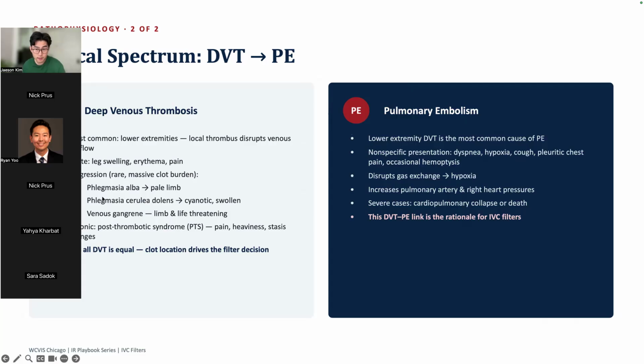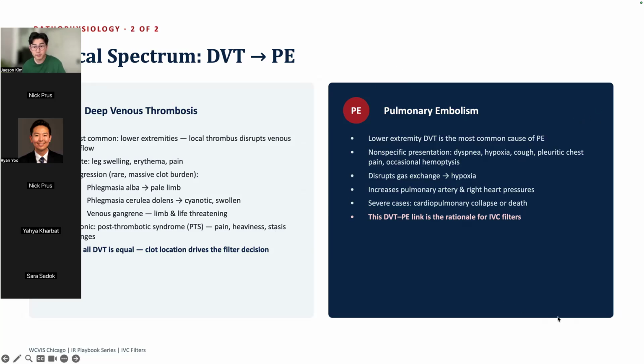And so these stages have Latin names: phlegmasia alba and phlegmasia cerulea dolens. But the main thing to recognize is that these clots can get pretty bad. And even ordinary clots can leave patients with long-term leg pain, swelling, and skin changes, which is called post-thrombotic syndrome.